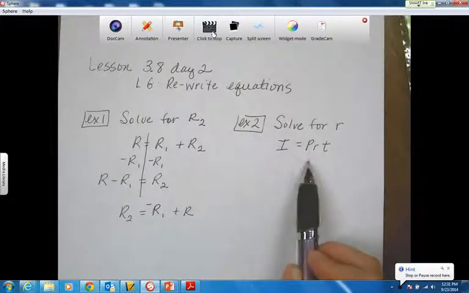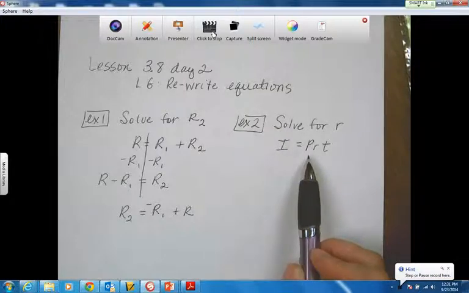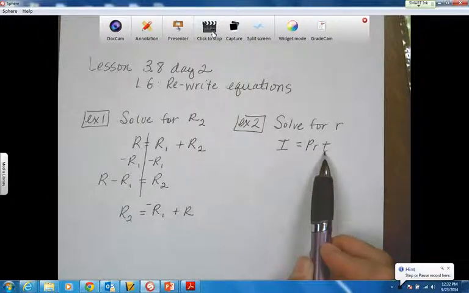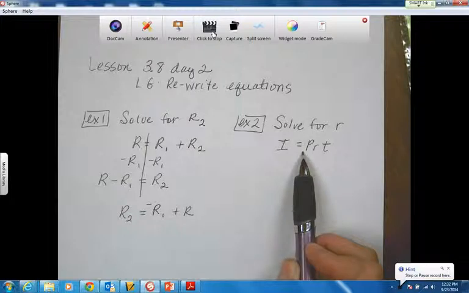Because if let's say I don't know how long something is, then I would want to get T by itself. Or if I want to know the principal, then I would want to get P by itself. And then that way you can use it over and over and over again on your calculator and not have to solve an equation each time. Does that kind of make sense? A little bit? All right.